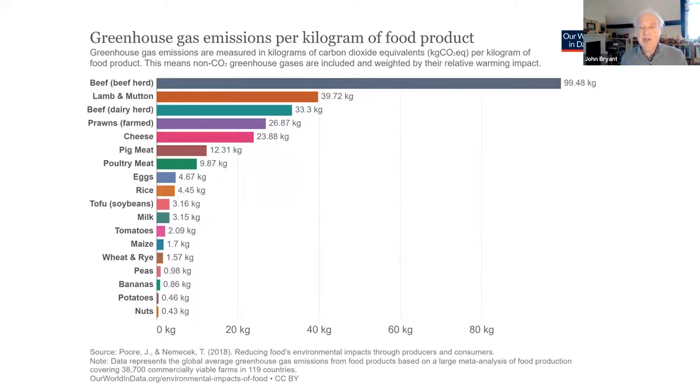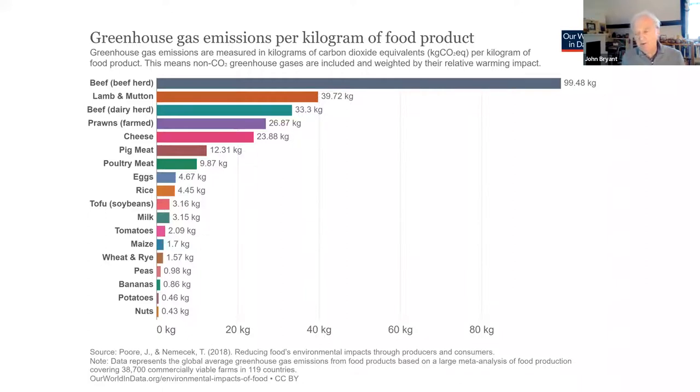Greenhouse gas emissions per kilogram of food product. It's not a kilogram of protein or a kilojoule of energy. It's a kilogram of food product. So at the top it will be beef, and at the bottom we've got nuts, and this is the carbon dioxide output graph. And you can see that beef and lamb and mutton are way up there, whereas the plant-based foods are way down the bottom. So here's the thing, that if we can grow more plants and eat less meat, that would help in our attempts to mitigate climate change.